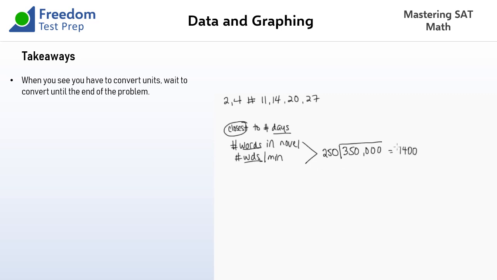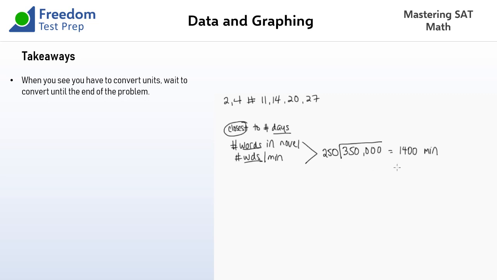So what does that mean? That means he reads 1,400 what? Minutes? Words? Minutes. It takes him 1,400 minutes to read all of the words in the novel. Okay, does that make sense? This is in terms of words, it's all in terms of words, but it's minutes. It's how long it takes him to read the words in minutes. Okay, so it's 1,400 minutes, which we have to turn into days.